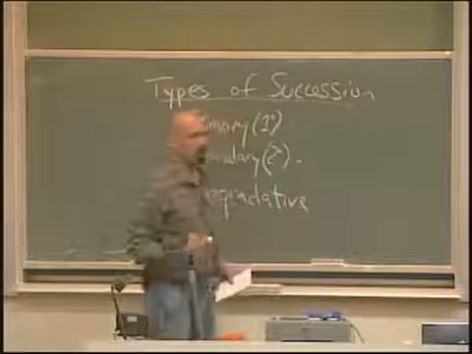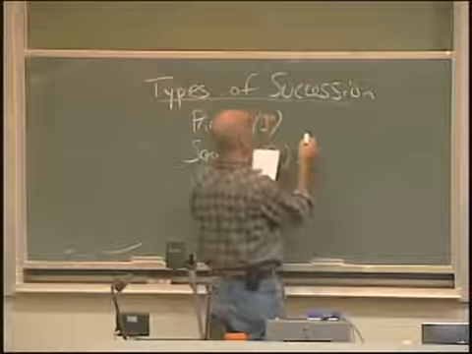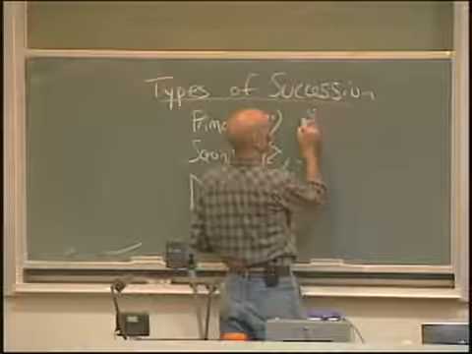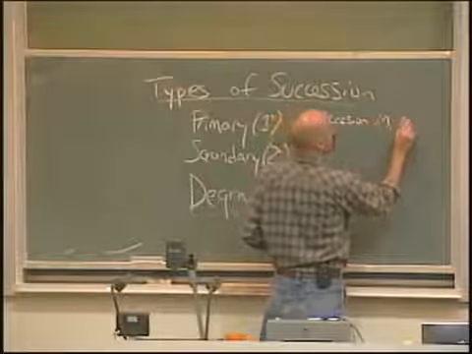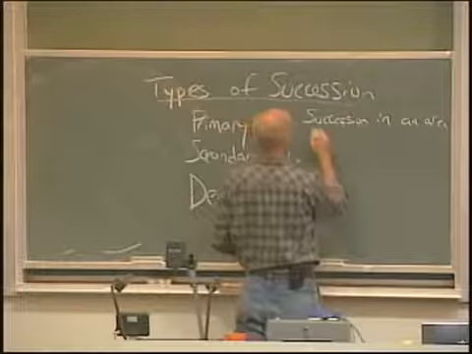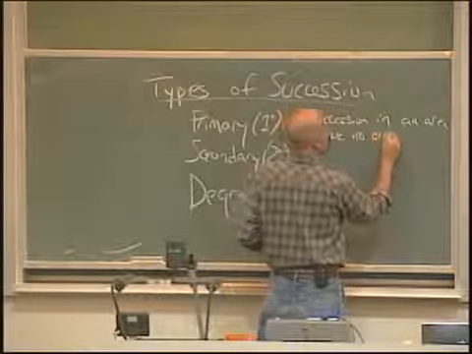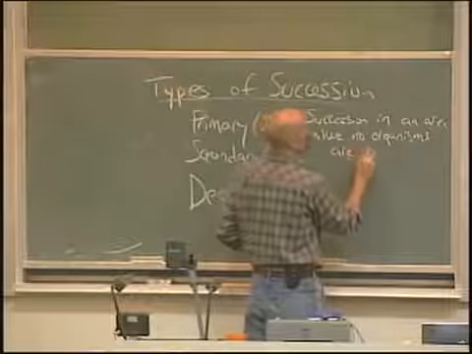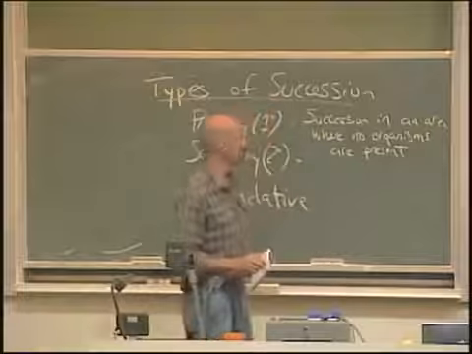Students always have a little difficulty with this, so I'm going to give you just a definition for primary succession. This will be the successional process, succession in an area where no organisms are present. And you'll see that that differs a bit from your book. Please don't worry about it. Hopefully you can see how similar the definitions are.